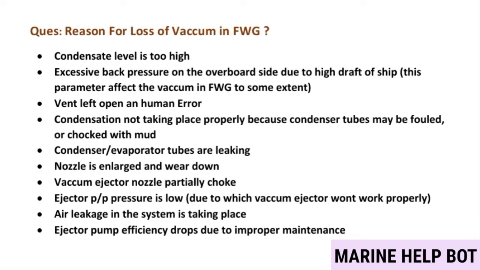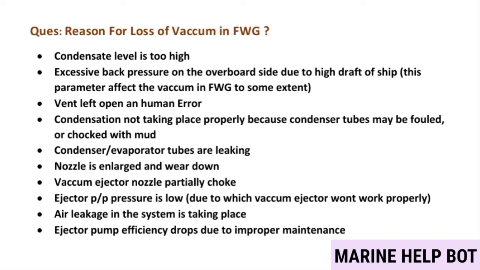Moving towards our next question, reasons for loss of vacuum in freshwater generator. These are some points which are responsible for loss of vacuum. Loss of vacuum can be due to condensate level being too high, or excessive back pressure on the overboard side due to high draft upshift. This parameter affects the vacuum in the freshwater generator to some extent. This was the point which the surveyor wants to listen to.